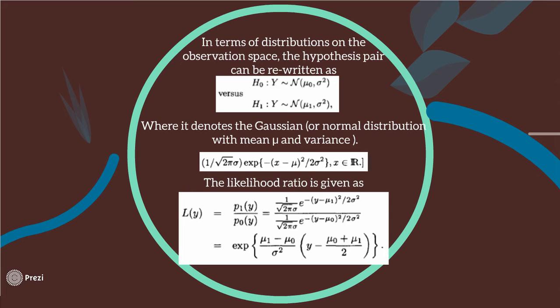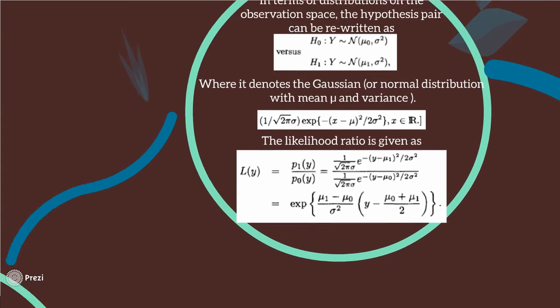The Gaussian distribution, or normal distribution, is defined with mean mu and variance sigma squared. As mentioned earlier, the Bayes threshold is obtained by finding the likelihood ratio. Therefore, the likelihood ratio is given as L of y equals P1 of y divided by P0 of y, which is again equal to exponential of mu1 minus mu0 divided by sigma squared, whole multiplied by y minus average of mu0 and mu1.